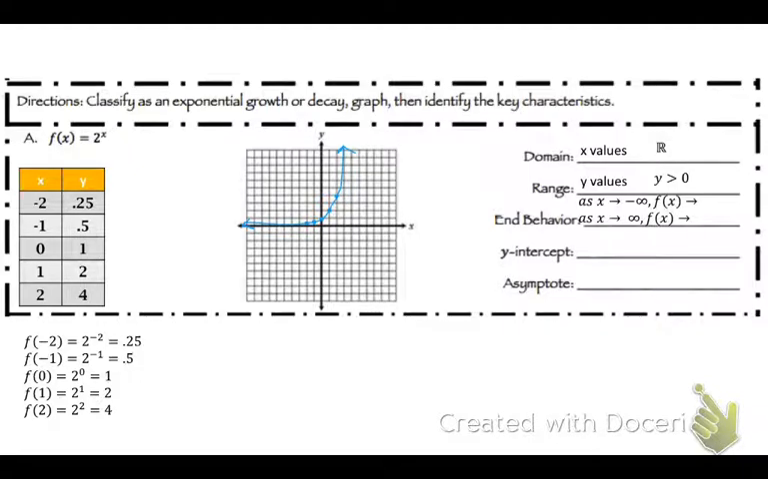End behavior, that's the as x goes to -infinity, f of x goes to what? And as x goes to +infinity, f of x goes to what? So as x goes to -infinity, f of x is going to 0, so y is going to 0. And then as x goes to +infinity, f of x is going to +infinity. Okay, my y-intercept here is 0, 1, because that's where it crosses the y-axis. And then my asymptote, that's always the same as whatever the range is, so that's y equals 0.